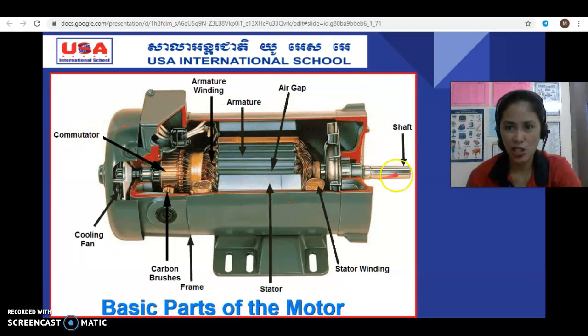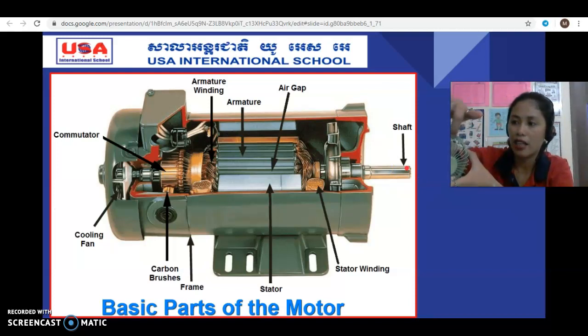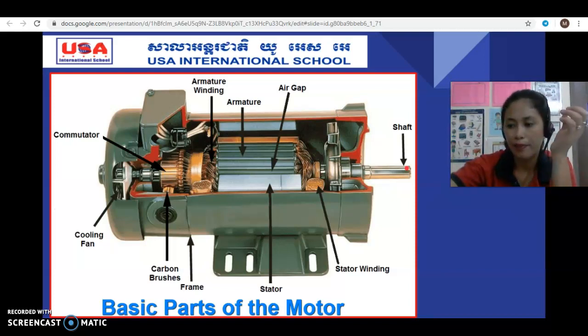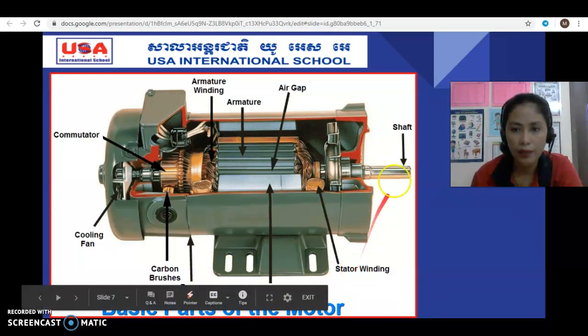So again, this is the shaft. This is where you connect things. Like I showed you yesterday, like this is a small fan. Inside this one is a motor, and then it is connected to the wings or arms of the fan. So it will move and it will spin. So these are the parts.